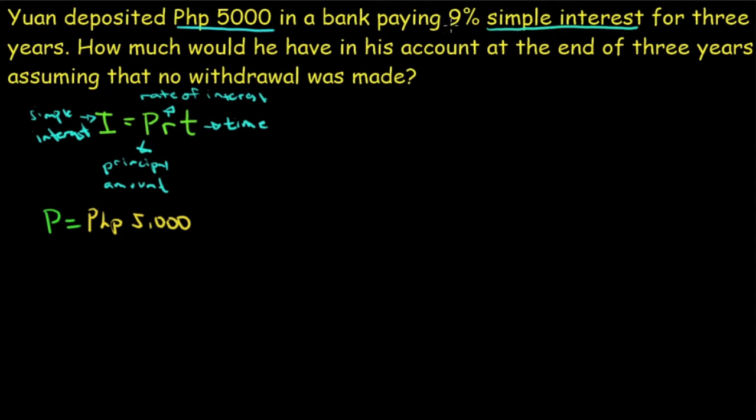At yung bangko daw ay tinutubuan yun ng 9%. Sa tuwing may makikita tayong percent symbol, ganyan, huwag na tayo mag-alangan. Agad-agad yan yung R or yung rate. The rate is always denoted in percent symbol. In percent. So, 9%. Patuloy tayo. 9% simple interest for 3 years.